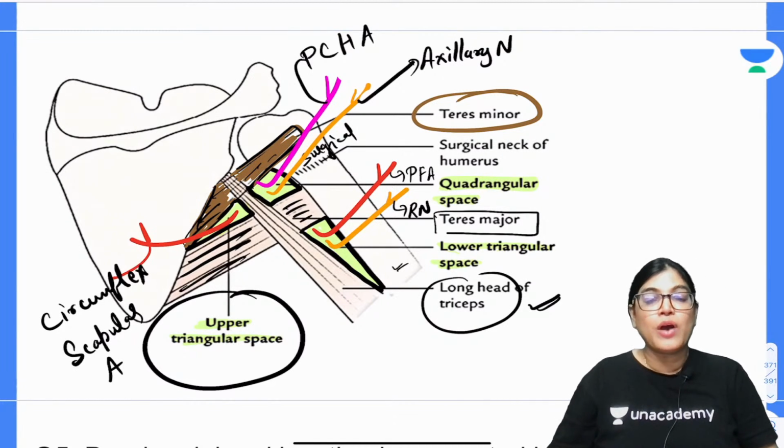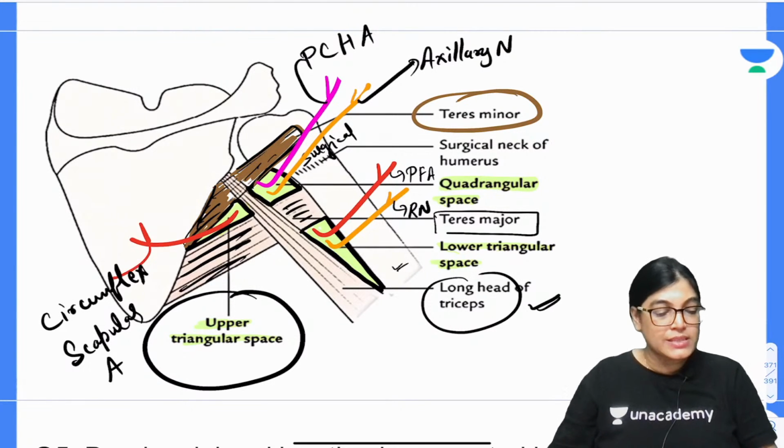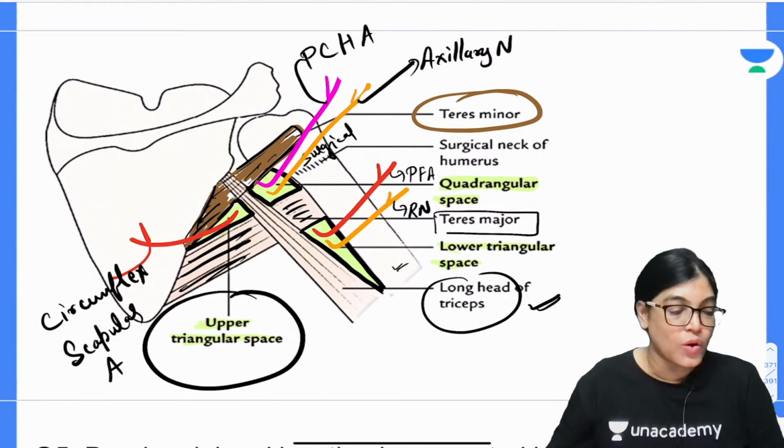So everyone, can you appreciate all the structures? All of you do revise this. This is very important for your MCQ session, that you should know all the structures traversing through the 2 triangular spaces and the 1 quadrangular space.